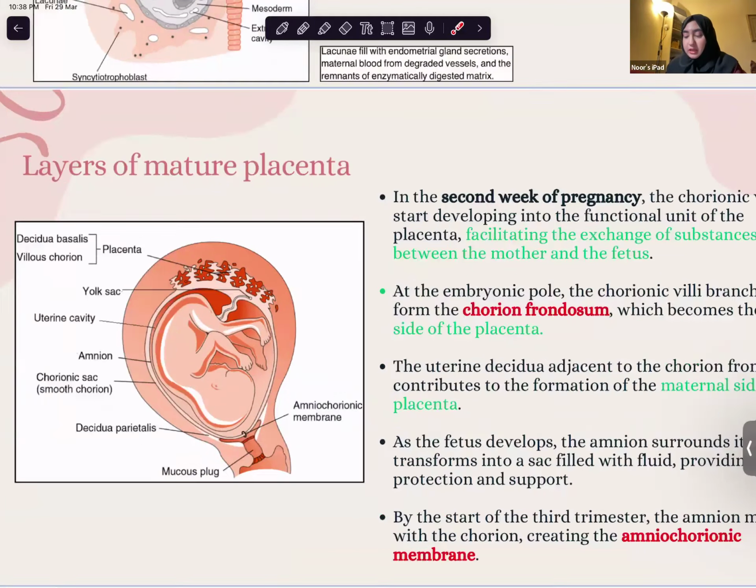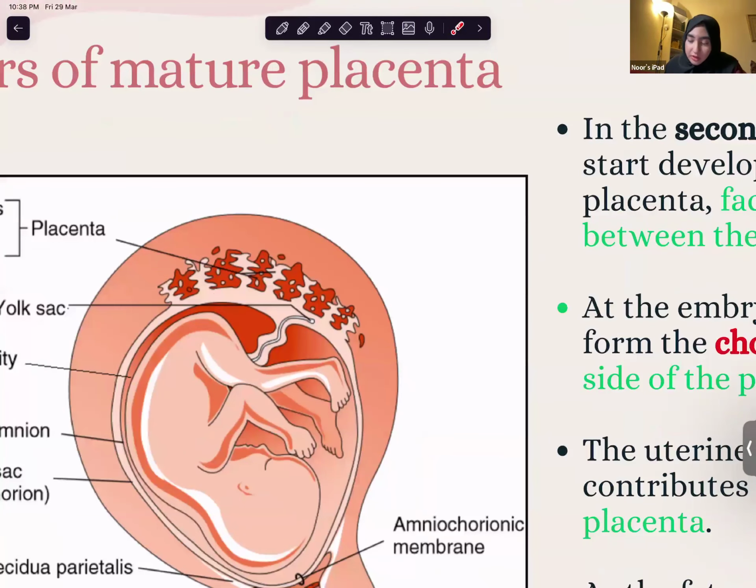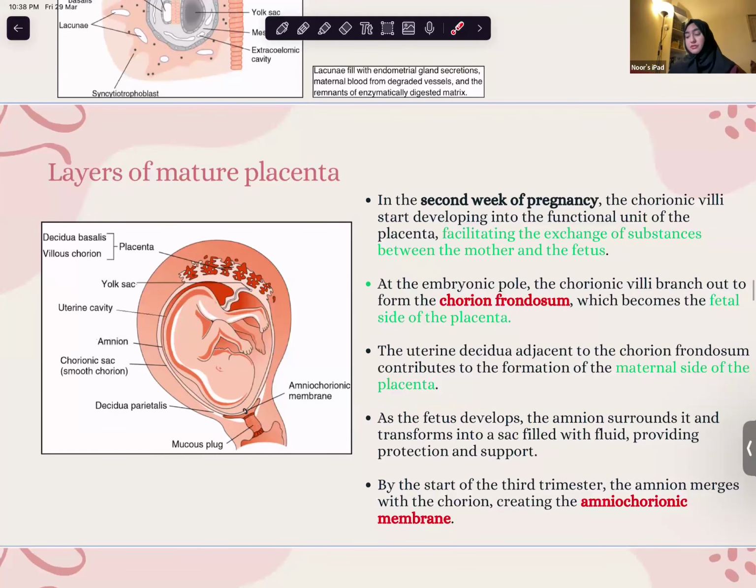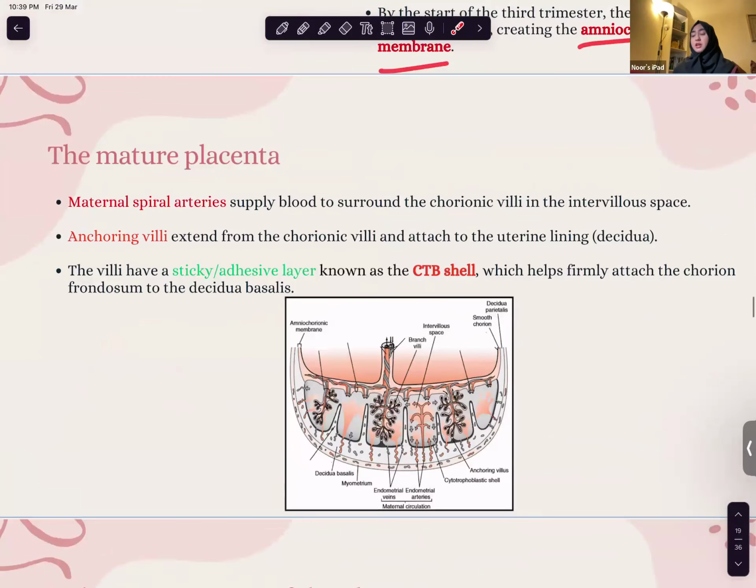Decidua is basically this one, where you see the red ones. It's coming from the mother's endometrium. Since it's coming from the mother's side, it's called the maternal side of the placenta, and that's called the decidua. Now, as the fetus develops, the amnion will surround it. By the start of the third trimester, when the amnion merges with the chorion, which is the placental side of the fetus, it forms something called the amniochorionic membrane.